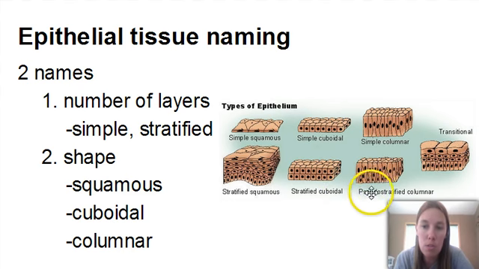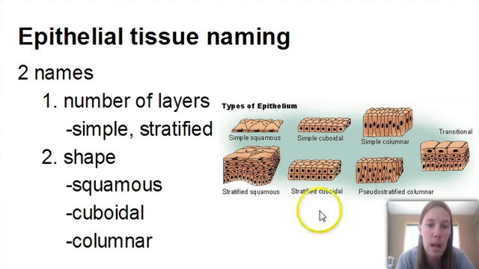Now you may have noticed the pseudostratified. Pseudostratified and transitional are kind of exceptions to the rule. The pseudostratified is not truly stratified, but it appears to be stratified because one end of the cell is larger than the other, and so it gives the impression that it is stratified when in actuality it is not.